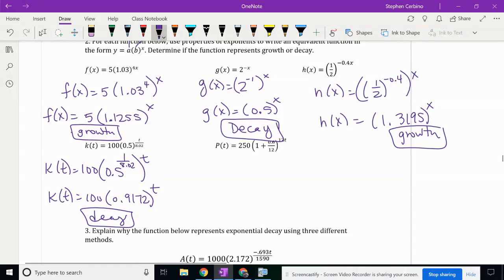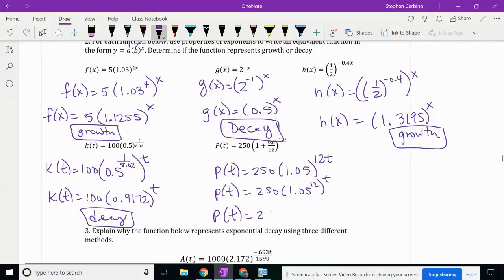Try P of t if you didn't get there yet. If I was you, I'd start by adding what's up in that parenthesis, make that easy for yourself. And we get growth for P of t as well.